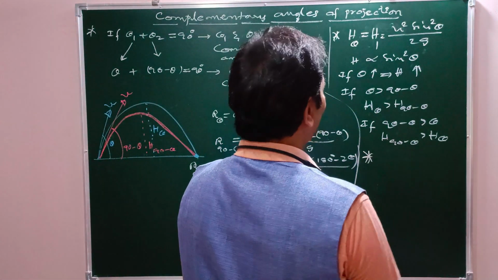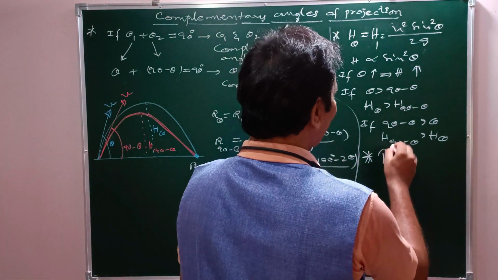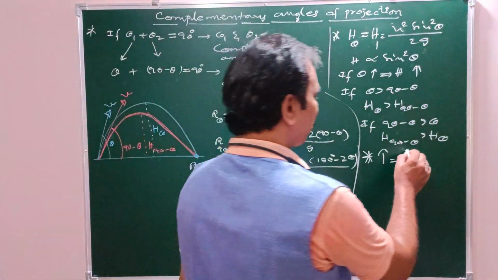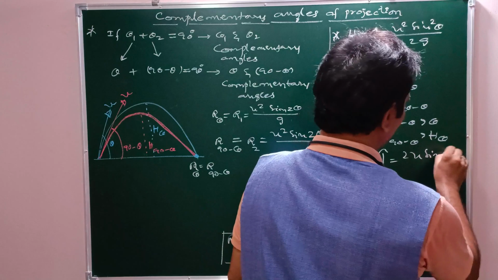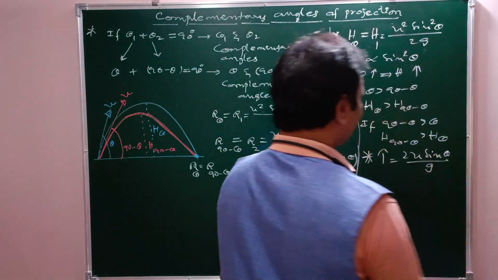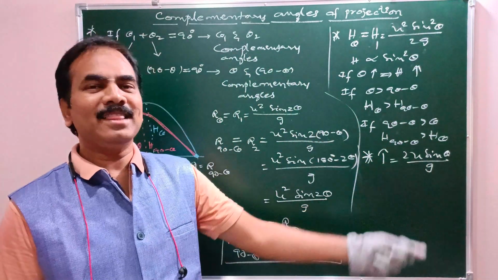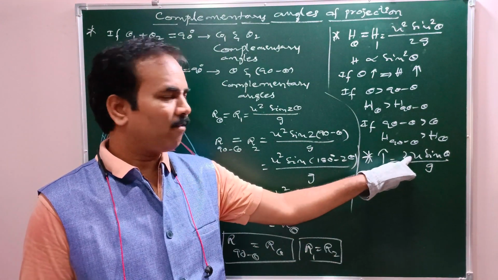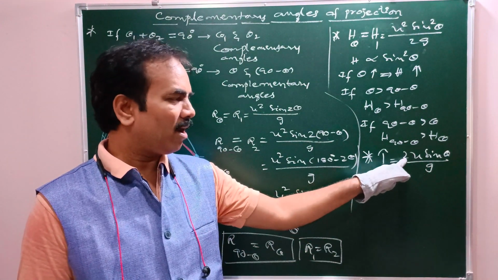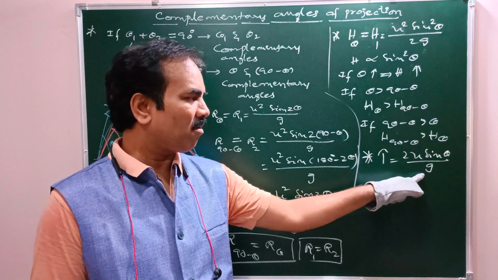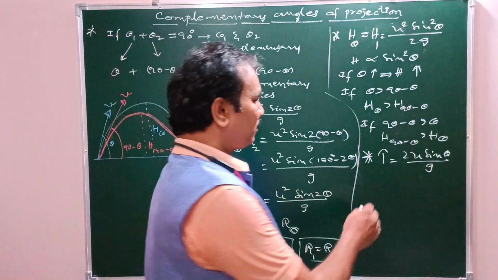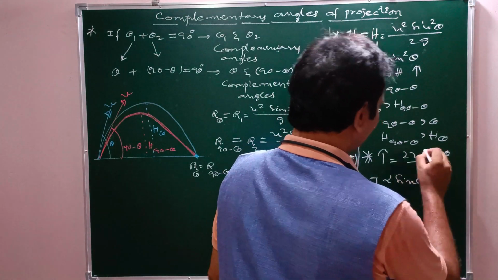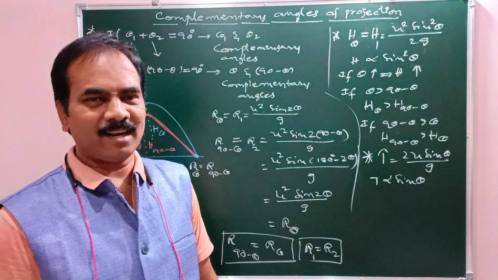Next point, time of flight. What is the expression for time of flight? T equal to 2u sin theta by g. Am I right? Here also at a given place g is constant, and for a given speed of projection u is constant. 2 is already constant, so 2u by g is constant, which implies T is proportional to sin theta.